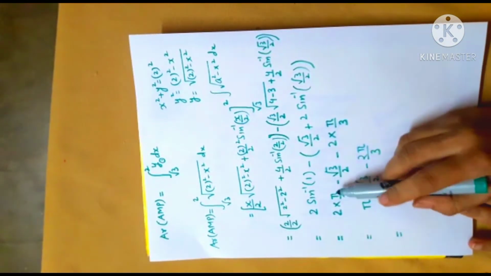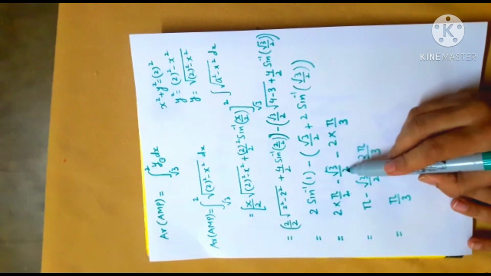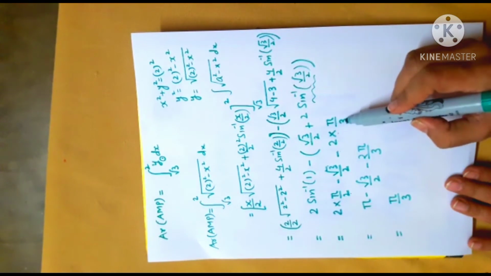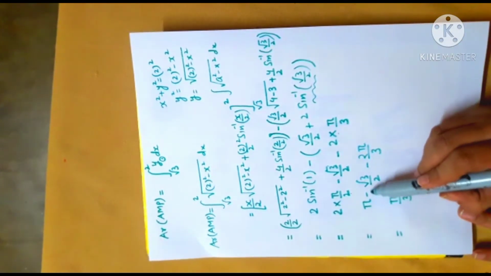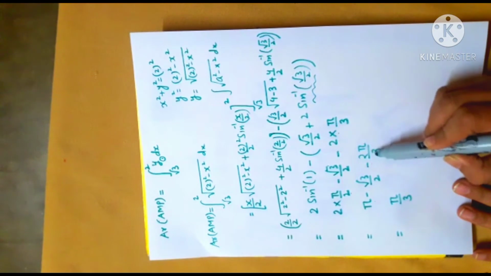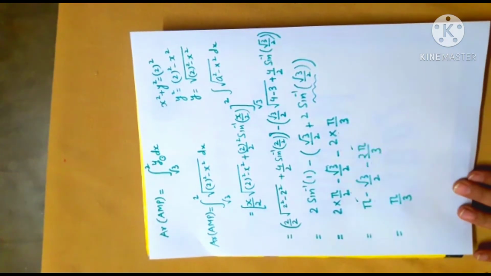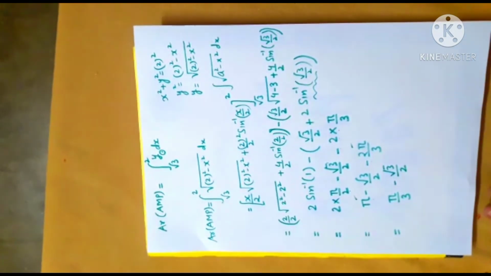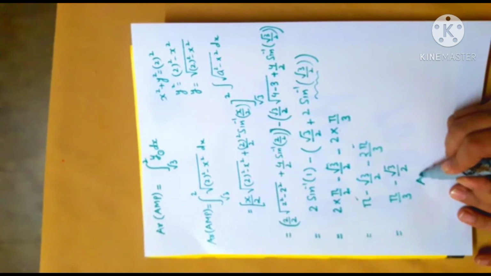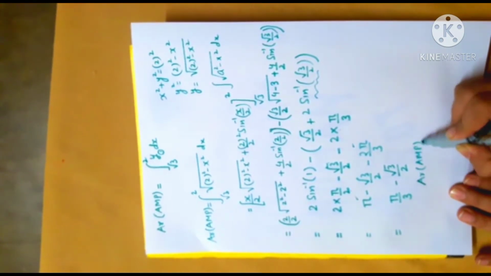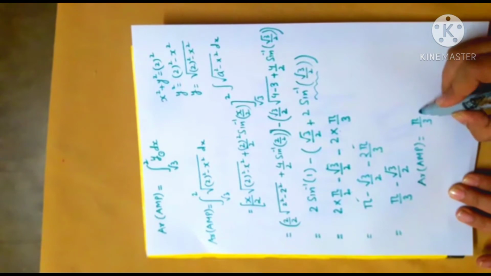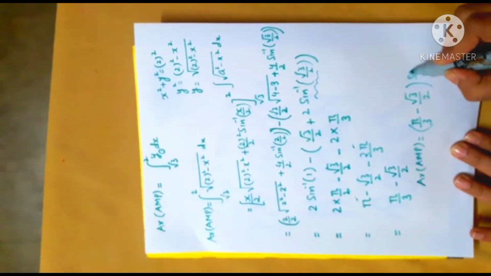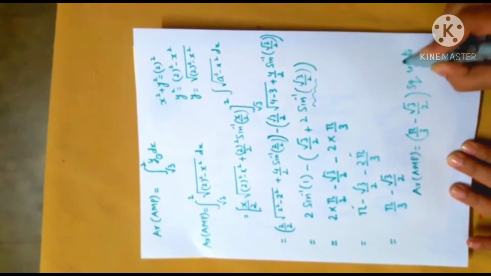Now sine inverse 1 is pi by 2. Here I'll get minus root 3 by 2 minus 2 into sine inverse root 3 by 2, which is pi by 3. Right? So I'll get pi by 2 minus root 3 by 2 minus 2 pi by 3. Combine these two, I'll get pi by 3 minus root 3 by 2. So area AMP is equal to pi by 3 minus root 3 by 2 square units.